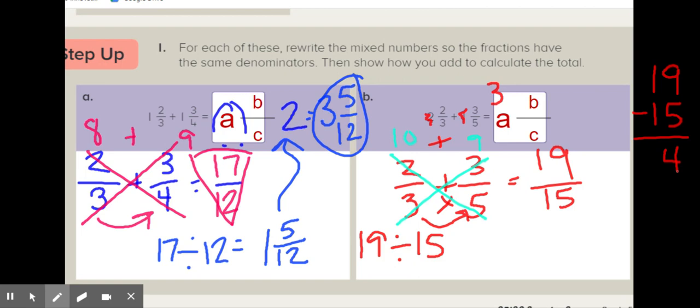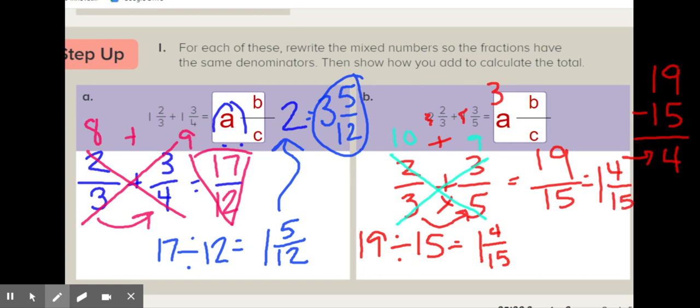I don't have enough left over here in my 4 to subtract 15 again, so I'm just going to stop there, and I'm going to say 19 divided by 15 is 1 group. I get 1 group of 15. There were 4 left over of those 15. Okay, so I've reduced 19 fifteenths to 1 4/15.